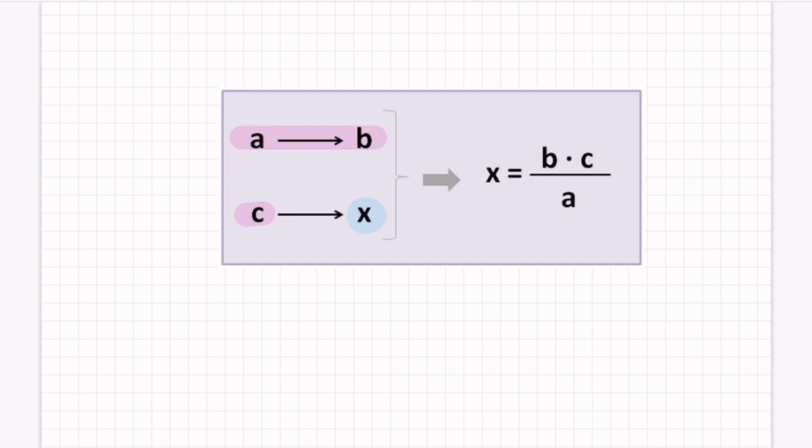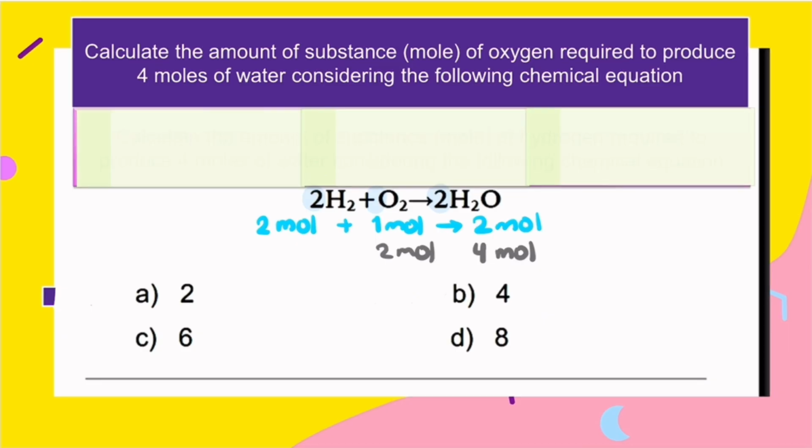To find out the value of X, you have to multiply B by C and then divide the result by A. Multiply B by C and then divide the result by A. With the data of the problem, this will imply multiplying 1 mole of oxygen by 4 moles of water and dividing the result by 2 moles of water, obtaining the same result, 2 moles of oxygen.